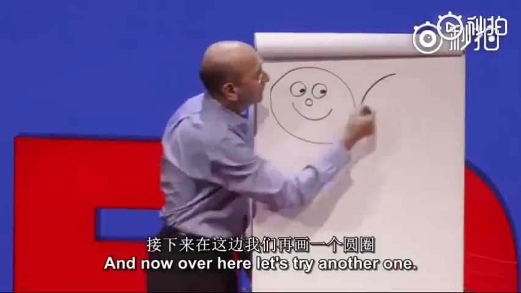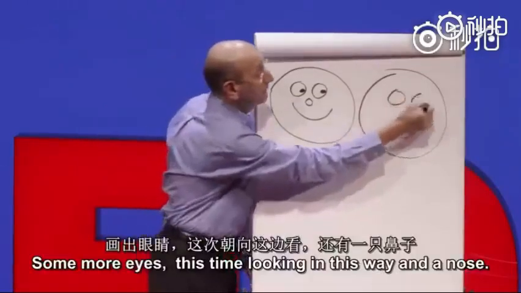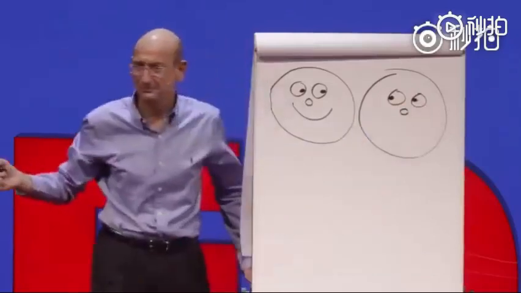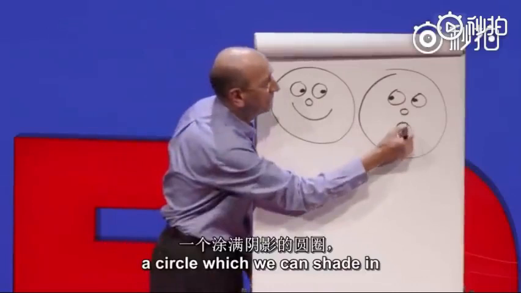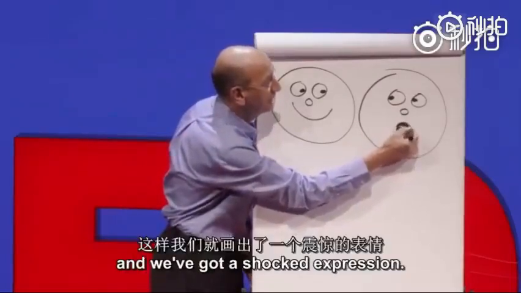And now over here, let's try another one. Some more eyes, this time looking in this way, and a nose. And this time, let's do a different expression. A circle, which we can shade in, and we've got a shocked expression.